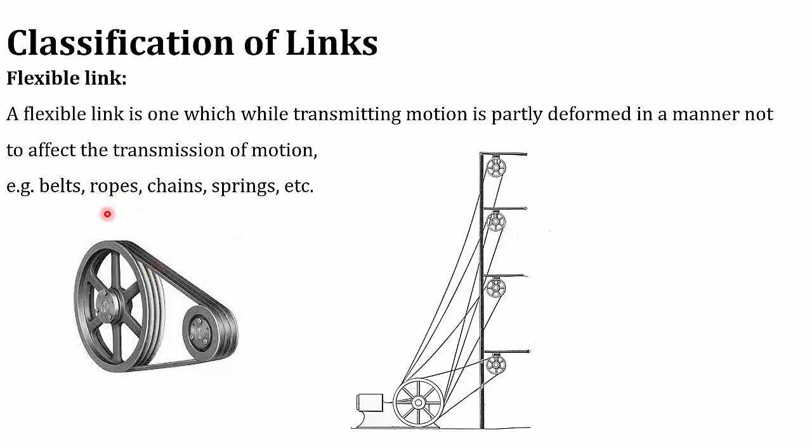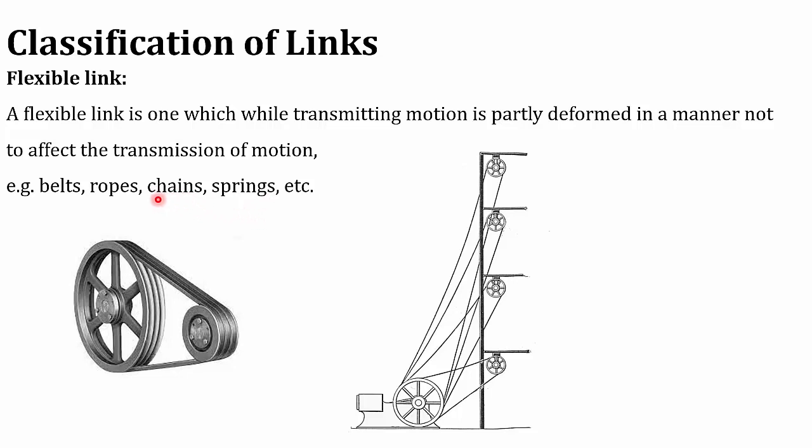Then the ropes. Ropes are used in lifts to transmit the motion. In that case, the rope is actually a flexible member, but during the power transmission, the rope will not undergo any harmful deformation. Then the chains. Chains are used in two-wheelers. The chains are used to transmit the power and motion. Actually the chain is a flexible member, you can freely move the chain.